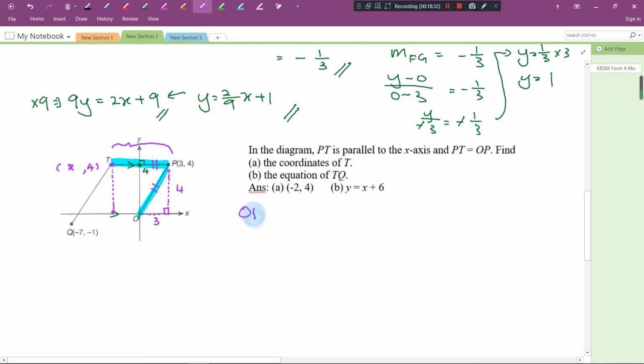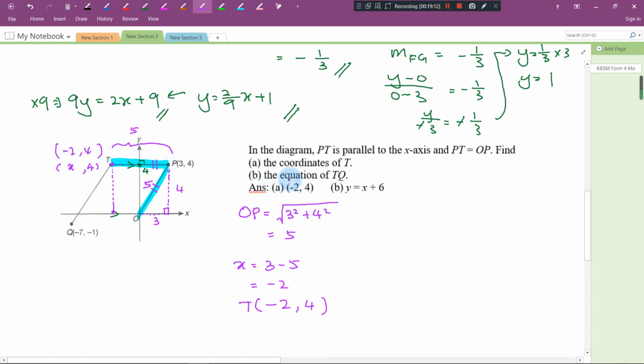Okay, OP, we just use the Pythagorean theorem to help us to get OP. It's equal to the square root of 3 squared plus 4 squared. You should be able to get 5. This is 5. And here must be 5 as well, because the question tells us that these two are the same length. How do I get X here? So I know X is equal to 3, go to the left-hand side 5 steps, -2. Now I know the coordinate of T must be (-2, 4).